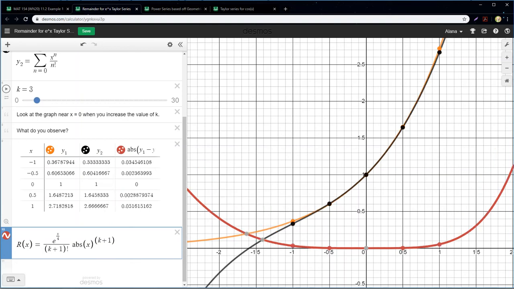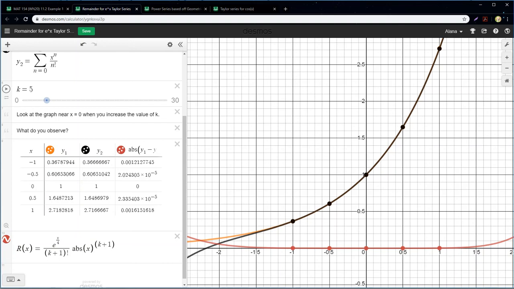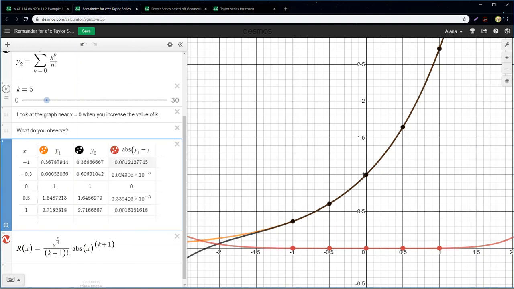Right, see how that red curve is closer to the x-axis? If I let k go to 4, it's even closer. If I let k go to 5, it's really close, right? That orange curve and that black curve are really close for a very long time. And you can see the remainder term over here, well, the absolute value of the remainder, is going to 0. And that's what we're going to prove.